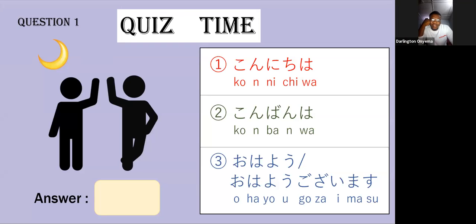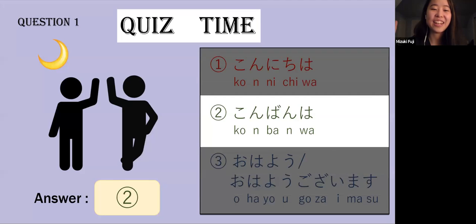Number 2. Konbanwa. The time's up. If you think the answer is number 1, please raise your hand. Number 2. Number 3. The answer is number 2, konbanwa.